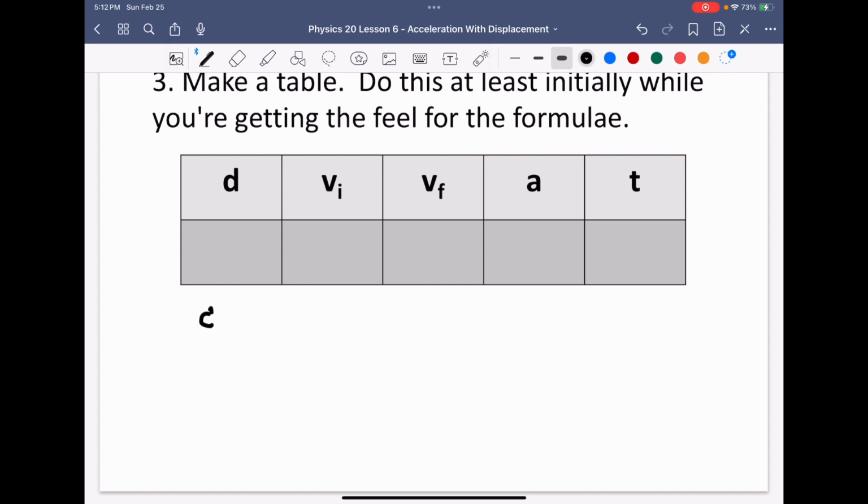I typically write it as displacement, VI, VF, acceleration, and change in time. And I'll say equals, equals, equals, equals, and I'll have even my vector tails on there. But that's typically how I write it. And then I make sure that I include the values next to those as it looks. So horizontal, vertical, whatever you prefer.